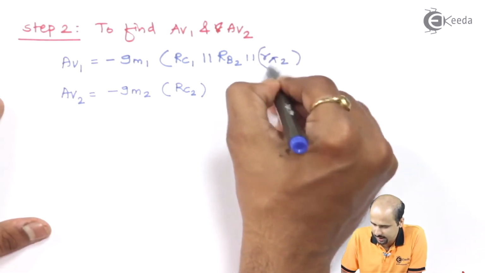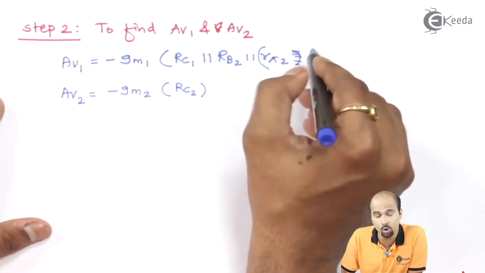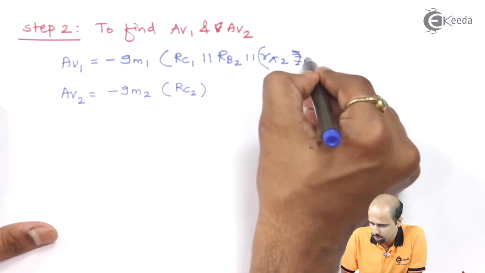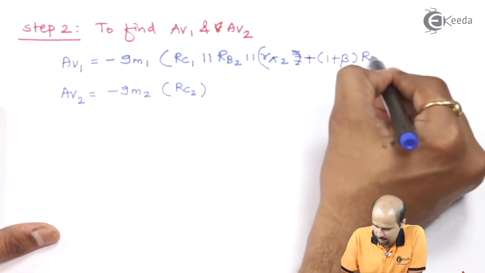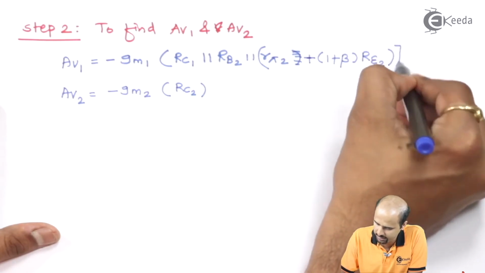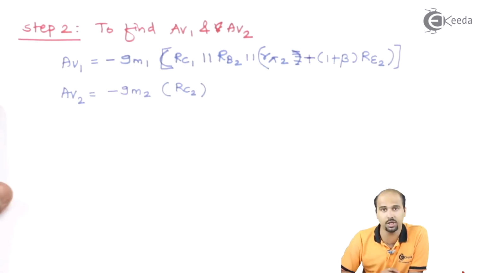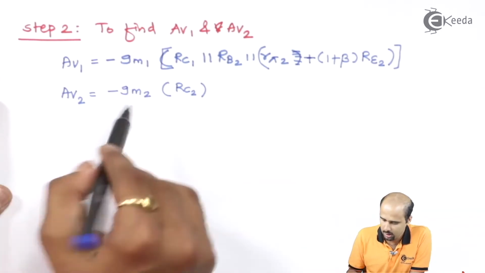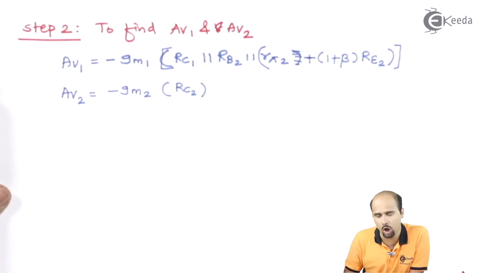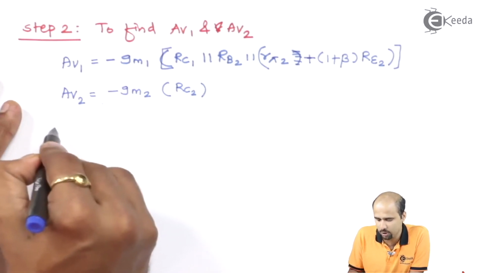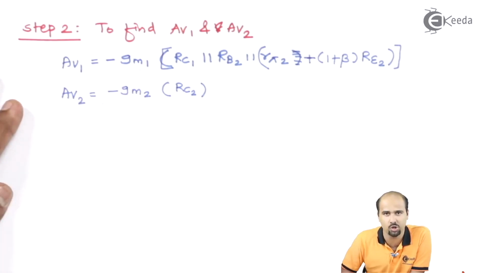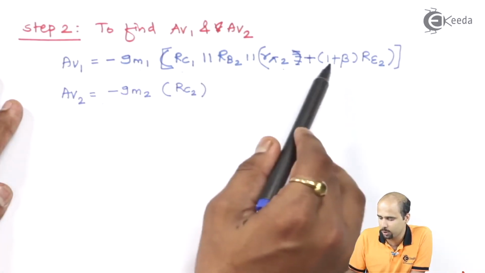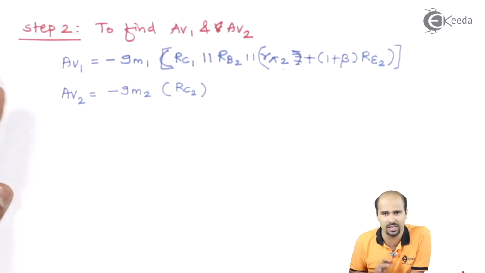So here I can say that this rπ1 is no longer only rπ2. So it will be rπ2 plus (1 plus beta) times RE2, and this complete combination we have to take with the multiplication of gm1. Then at the output stage there will not be any change, so we just have to calculate the values of AV1 and AV2. We have all these values: gm1 and gm2 equal to 0.153, and RC1, RB2, rπ2, beta, RE2 and RC2, all the values are given. You just have to find out the value of AV1 and AV2.